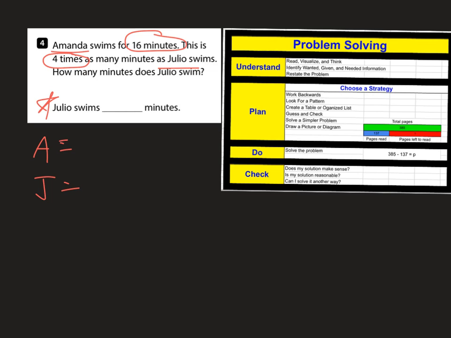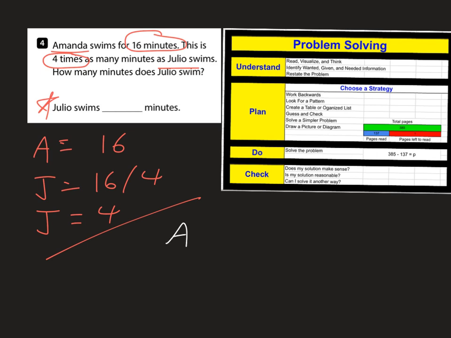That's our given information. Let's pull out our given information. Amanda swims for 16 minutes. This is 4 times as many, so she swims 4 times more than Julio. So Julio equals 16 divided by 4, which gives me that Julio swims for 4 minutes. All right, let's set it up using our bar model. We'll check it in a different way.